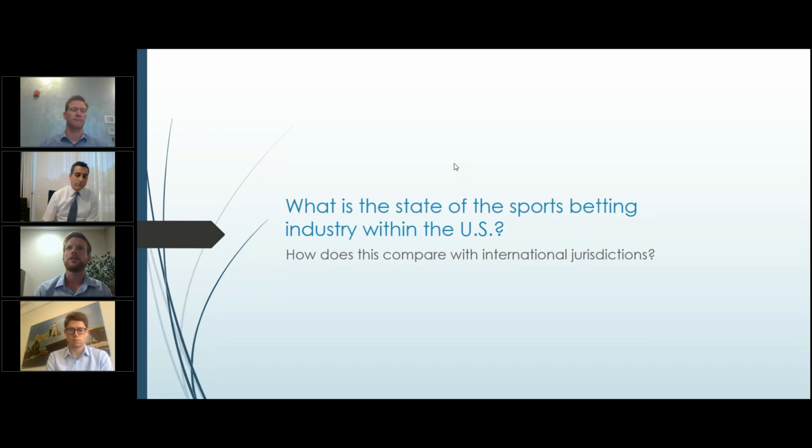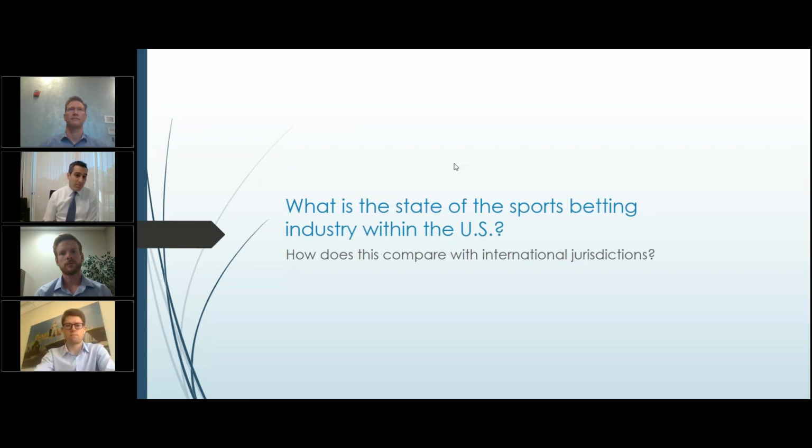So our first question, what is the state of the sports betting industry within the U.S., and how does this compare with international jurisdictions? Dan Shapiro, we'll start with you. Sure. So in the U.S., some estimates say up to 99% of sports betting is illegal. However, as far as legal sports betting, Nevada is really the only state with a full legal sports betting product.